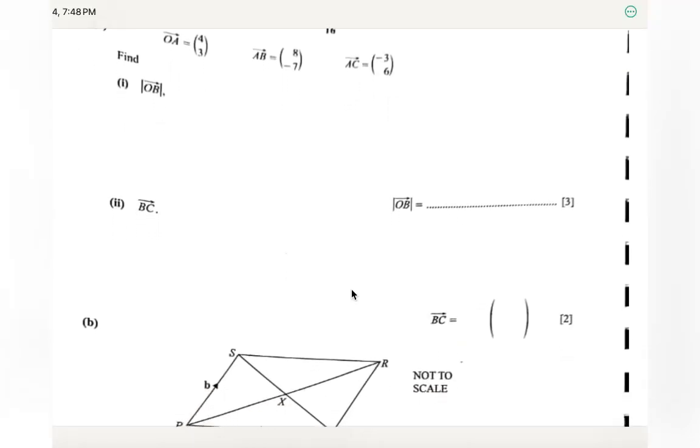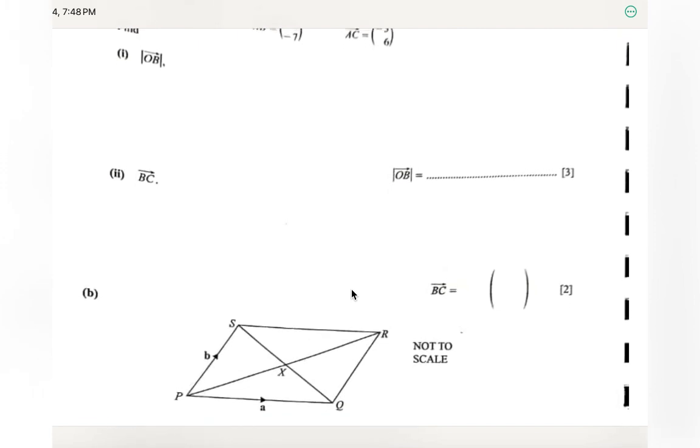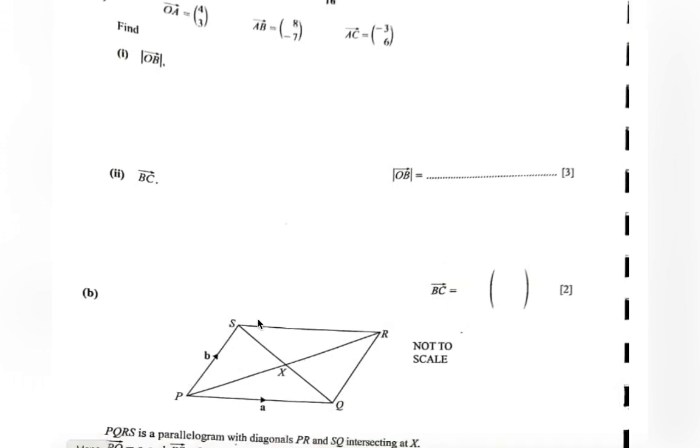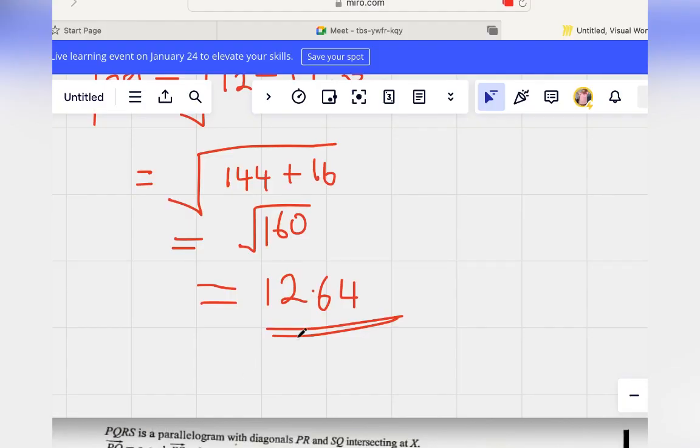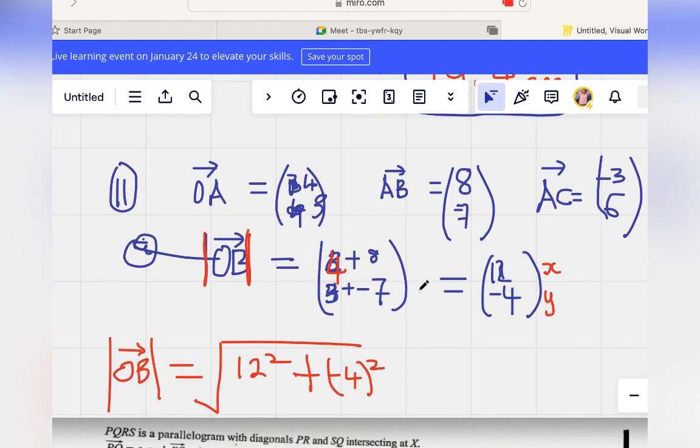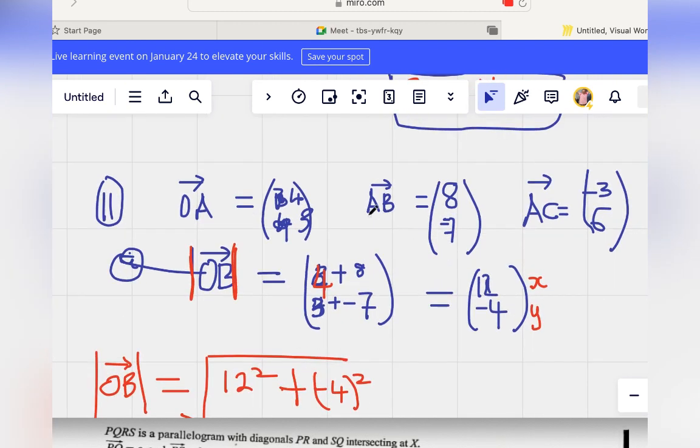So we've done the magnitude of OB. Now it's asking us to find vector BC. In BC, they didn't ask for magnitude, only the vector. Vector BC. Now let's go and see the vector. Okay, they say we should find BC. We have AB here and we have AC here.